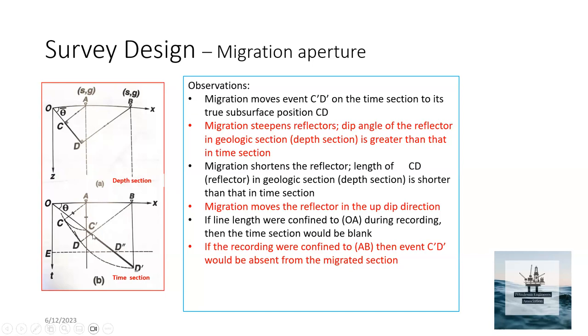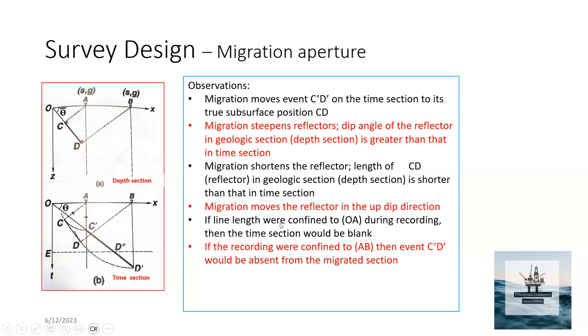Okay, C dash D dash will be moved upward. We have this reflection, it will be moved upward to C, D point. Migration steepens the reflector: the dip angle of the reflector in geological section is greater than that in time section. Migration shortens the reflector: the length of CD in geological section is shorter than that in time section. Migration moves the reflector in the up-dip direction.